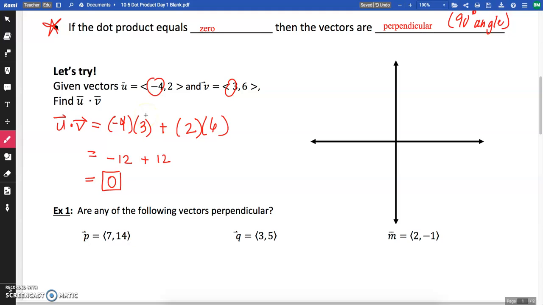What that means is vector u and vector v are perpendicular. Our symbol for that, remember, is like the upside down T. That means perpendicular because their dot product is 0. If we quickly sketch them over here, we can see what that looks like. -4 up 2. Oh, this is going to be terrible. So here's the first vector u over 3 up 6.